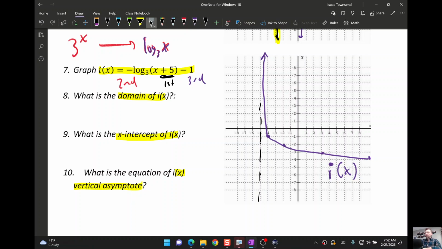But now the domain looks like it goes as far left as -5 and forever to the right. It never quite reaches -5 though, so this has to be a parenthesis. There is an x-intercept over here.